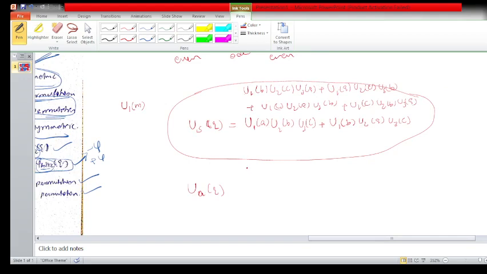So what will happen for the antisymmetric case? For the antisymmetric case, the first term will be u1 of A, u2 of B, u3 of C. I am talking about this one. Okay.